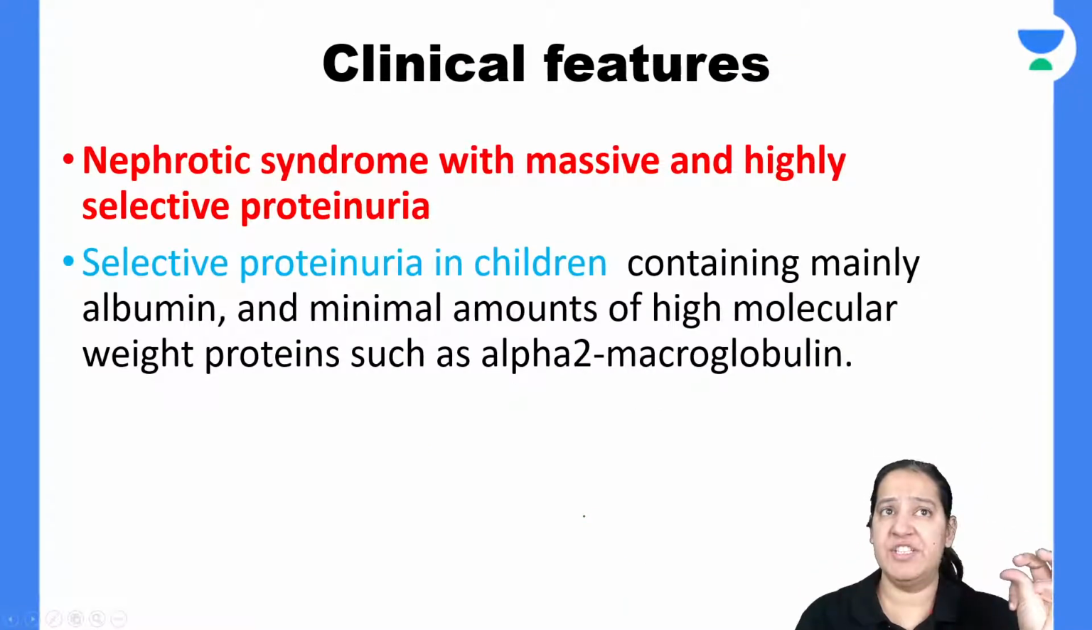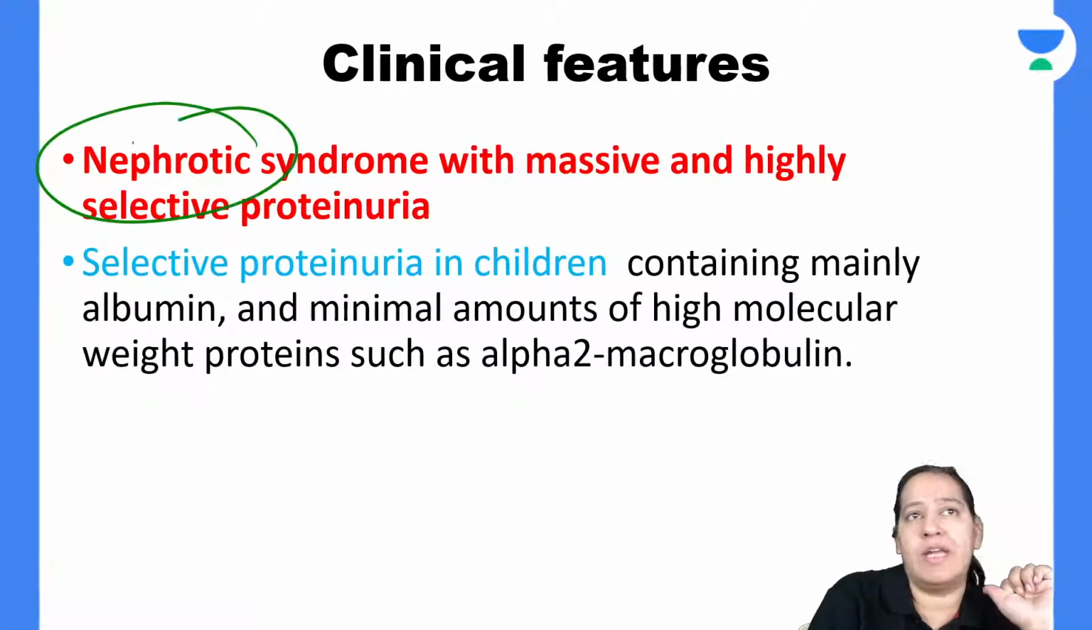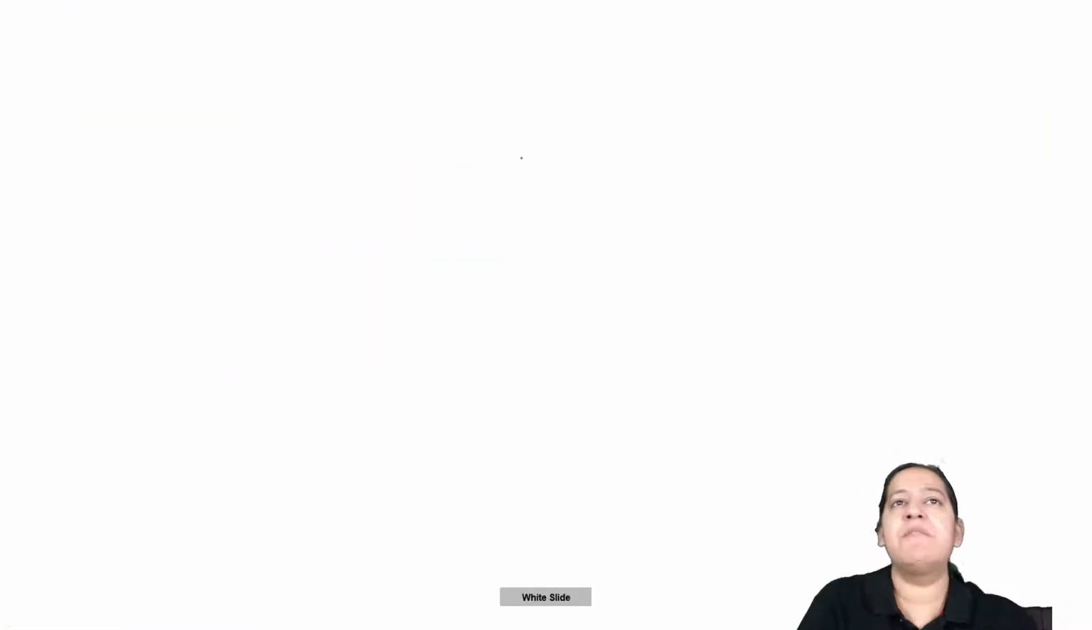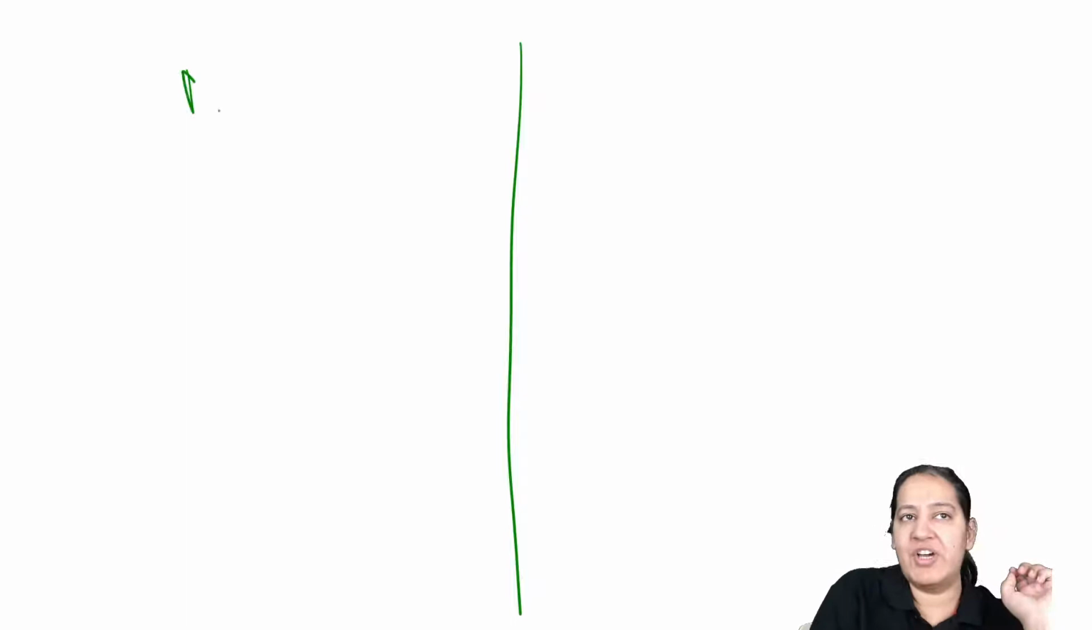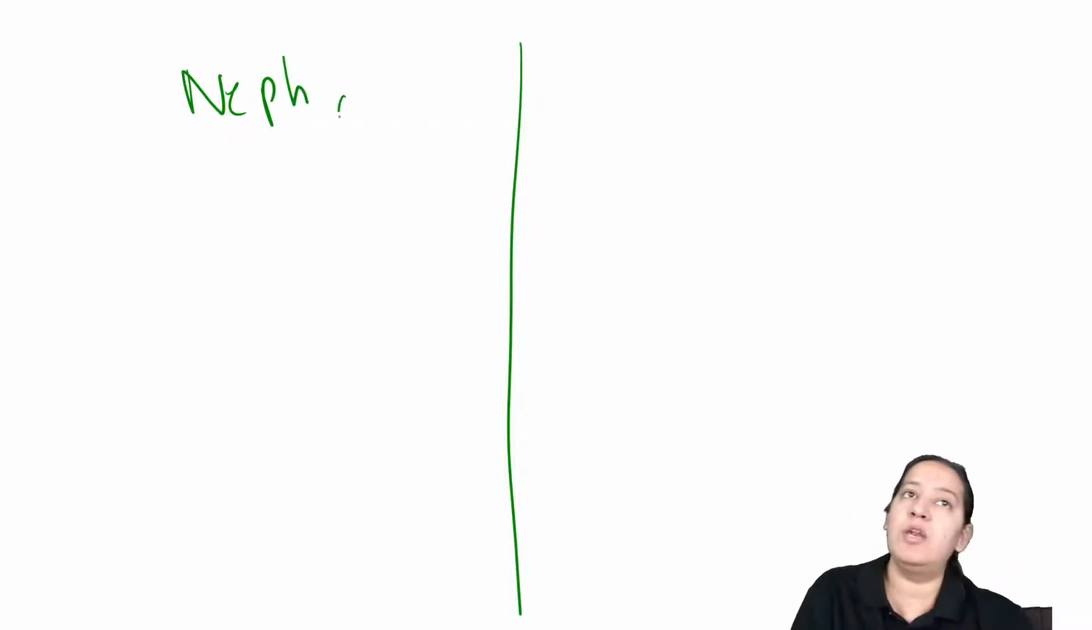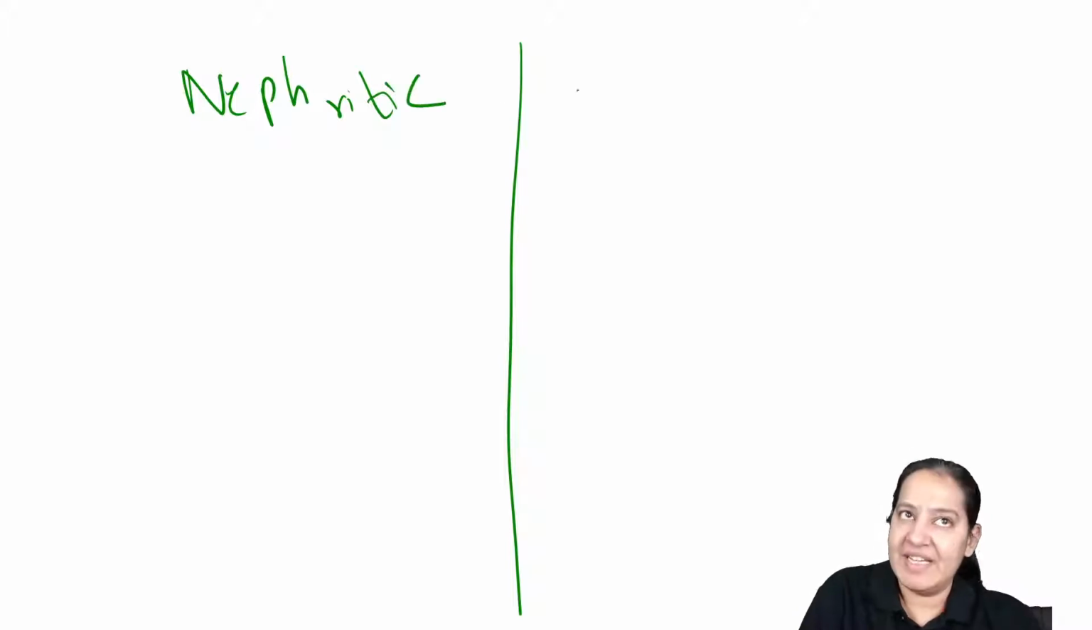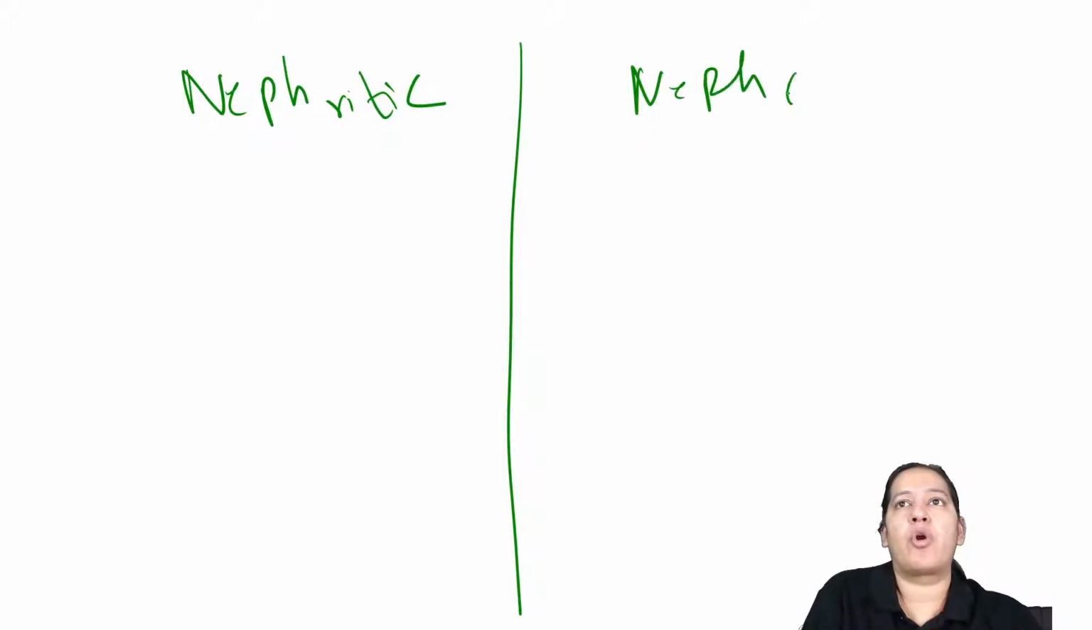Coming to the clinical feature, MCD leads to nephrotic syndrome. Have I told you the differences between nephritic and nephrotic syndrome in the last lecture? Yes or no? Those who have attended my yesterday's lecture know the differences between nephritic syndrome and nephrotic syndrome. Yes or no? What are the differences?